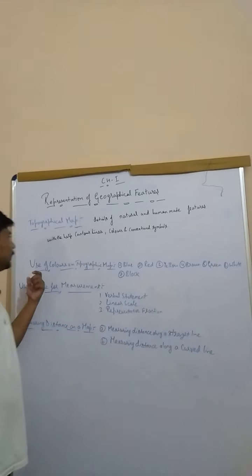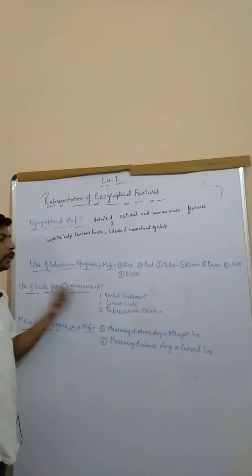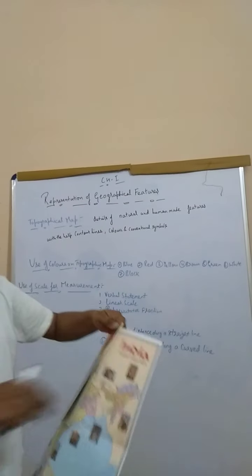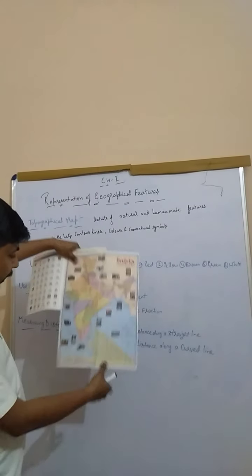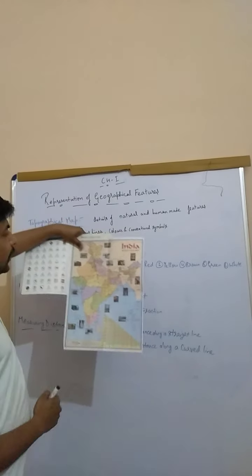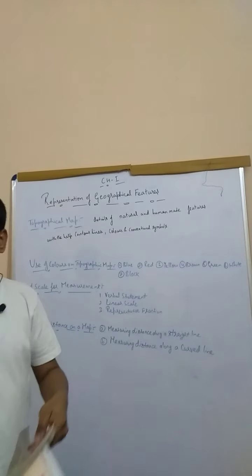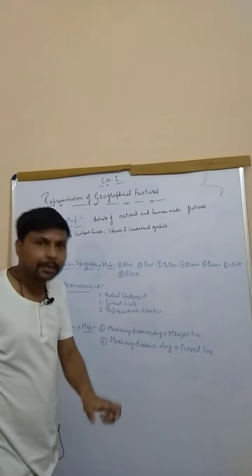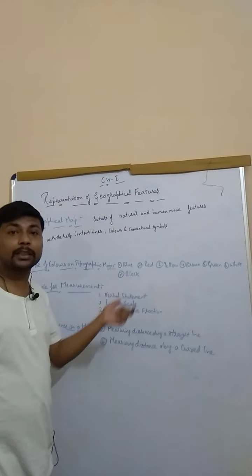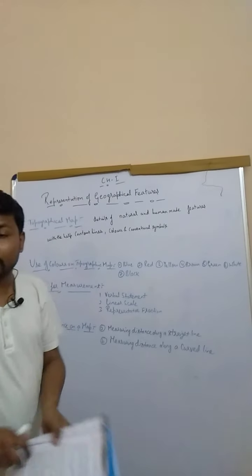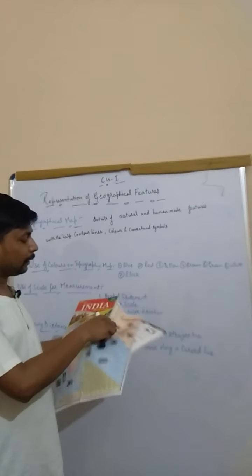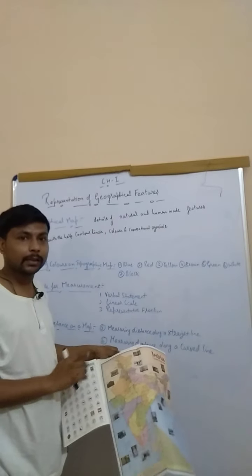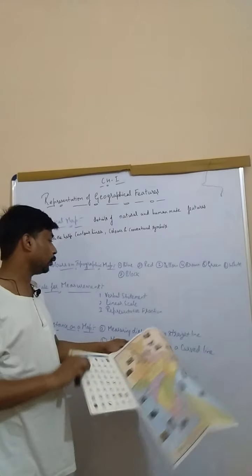I'll show you how. And then we have the scale for measurement. In a map, a particular scale is given on the side or on the top. The scale is basically a ratio between the actual distance on the ground and the distance between two places on the map. Means the distance between two places on the map and the actual distance on the ground, the ratio of those is shown on the map through the scale.